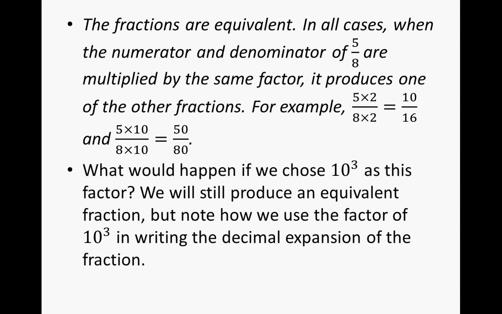So what would happen if we chose 10 to the third power as this factor? We will still produce an equivalent fraction, but note how we use a factor of 10 to the third power in writing the decimal expansion of the fraction. So we have 5/8 is equal to 5 times 10 to the third over 8 times 1 over 10 to the third power. When we do that, we have 5,000 over 8 times 1 over 10 to the third power.